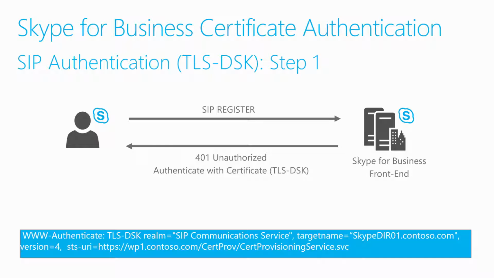So in this example, a user is going to sign in. And exactly as we discussed before, the user sends the SIP REGISTER to the Skype for Business front end server and gets back the 401 Unauthorized. In this example, we highlighted that it offers the authentication with certificate TLS DSK, and in the blue box at the bottom, you can see what this would look like in the actual log. But you can see here that it provides this STS URI, and that points to the certificate provisioning service.